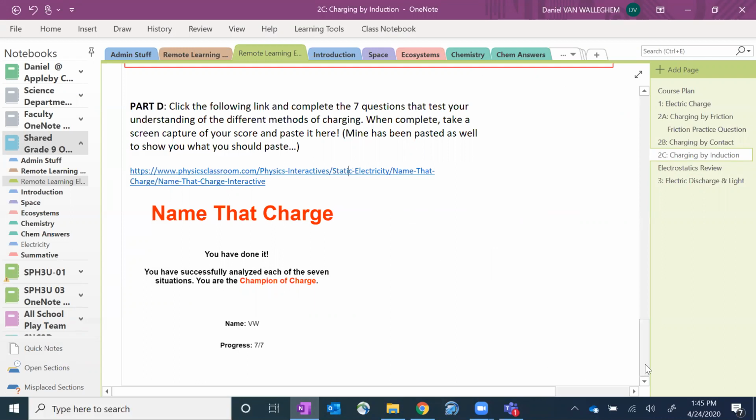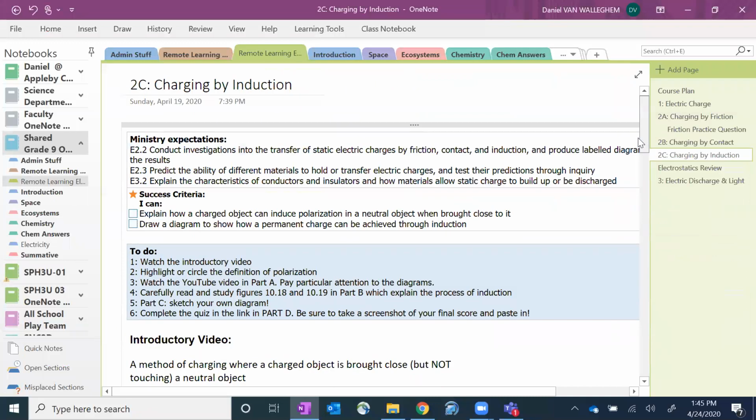So those are the 3 methods of charging: charging by friction, charging by contact, and charging by induction.